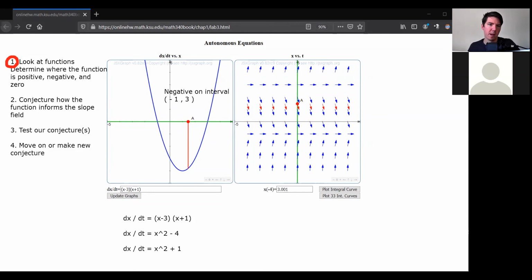Okay, at this point, you've looked at some different functions. You've decided where those functions are going to be 0, negative, and positive. Now, what we'd like to do is go ahead and see if we can establish a relationship between the functions on the left, specifically where they're 0, negative, or positive, and then the slope fields on the right. And when I say how the function informs the slope field, what I mean is we would like to say that looking at the function on the left, can that tell us something about the slope field on the right? The answer to that is resoundingly yes, it can. And specifically, we'd like to conjecture how it does that.